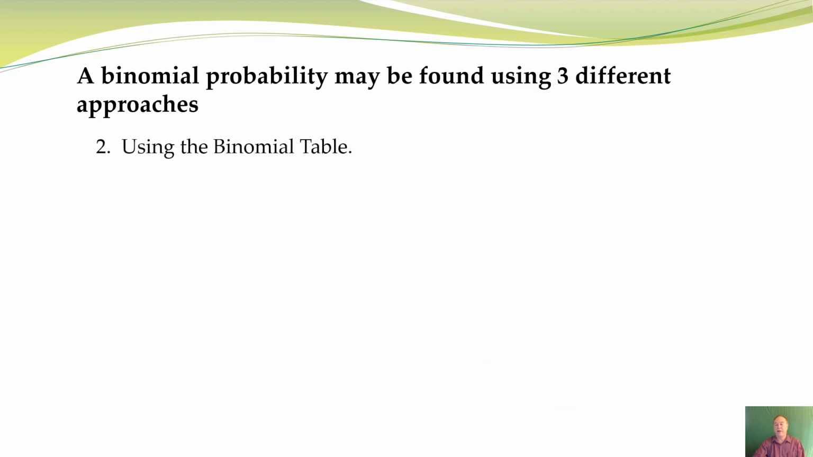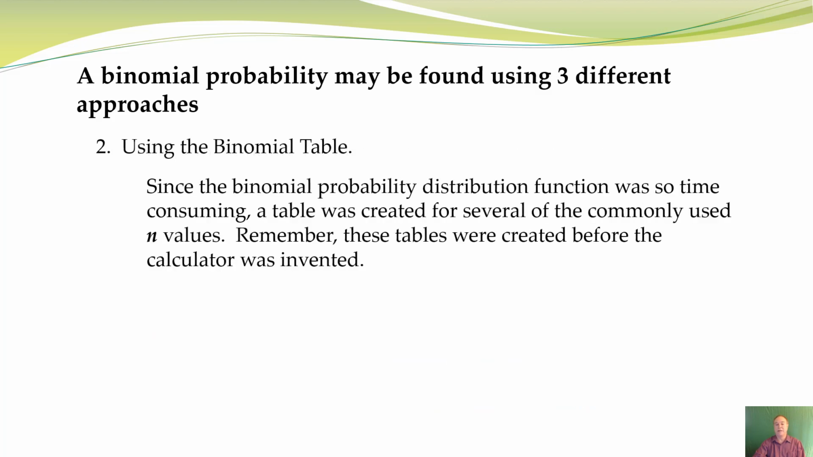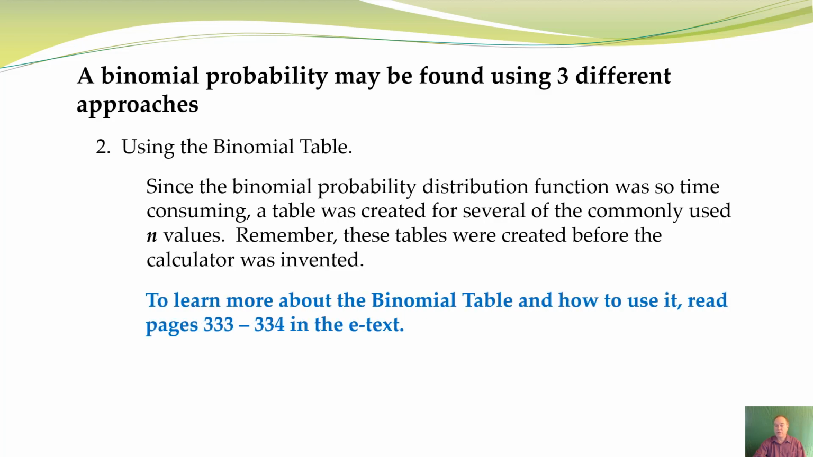Second was using a binomial table. Since the binomial probability distribution function was so time-consuming, a table was created for several of the commonly used n values. You have to remember, these tables were created before the calculator was invented. So with technology today, the tables are slowly disappearing. As a matter of fact, I don't think there's a binomial table in your set of tables. If you want to learn more, you can read pages 333 and 334 in the e-text. But we will not be using the binomial table.